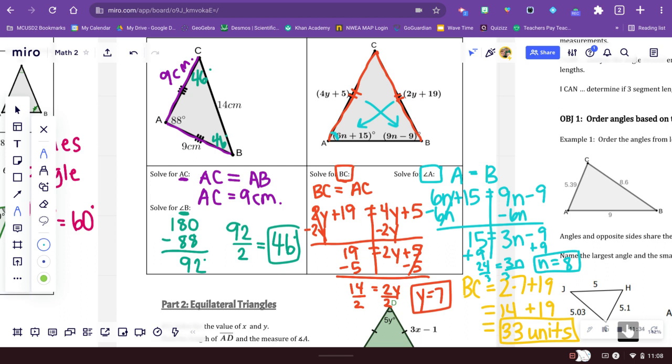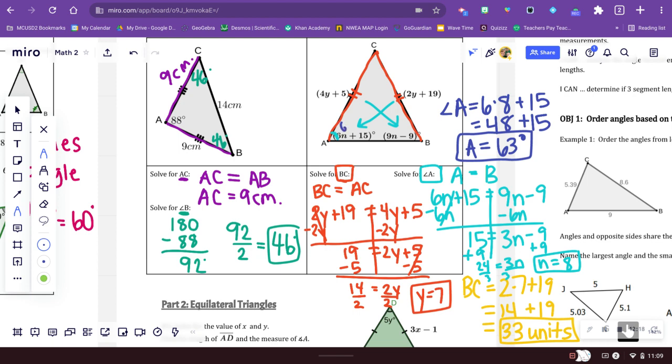So I know the value of the variable, and now all I've got to do is plug that in for A. So let's put that up here. Angle A is going to be 6n plus 15, and now that we know n is 8, 6 times 8 plus 15, and that's 48 plus 15. And so what do we get there? 63. So angle A is 63 degrees.